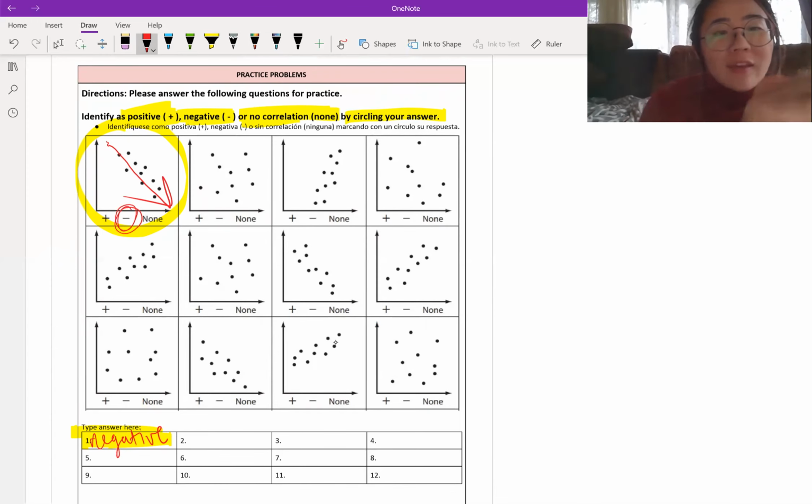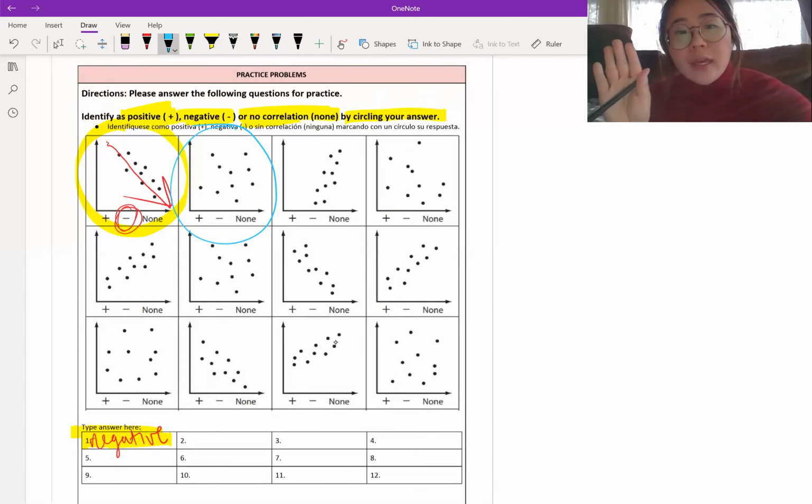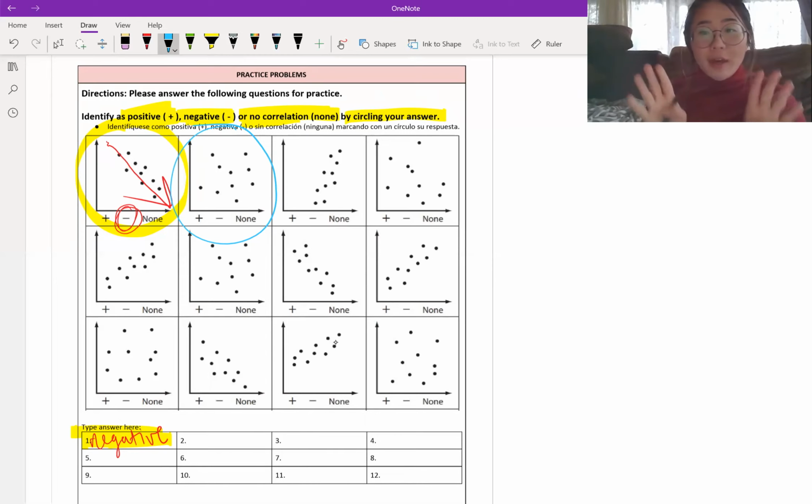I want you to try now this second question. I want you to try this one. So in this moment, pause your video and write down your answer. Do you think this trend is positive, negative, or no correlation? So pause your video, and once you're done, click back, and then I'll show you whether you got the right answer or not.